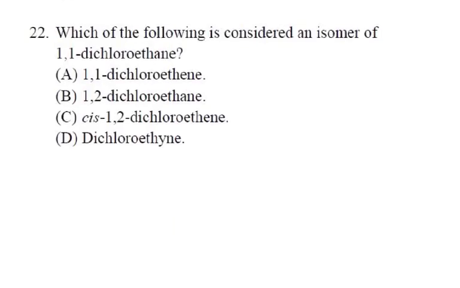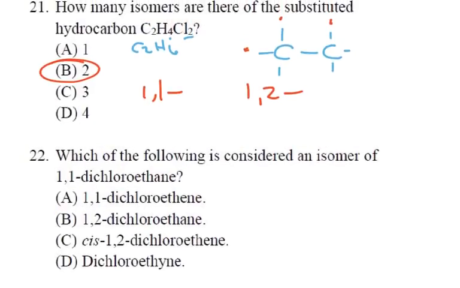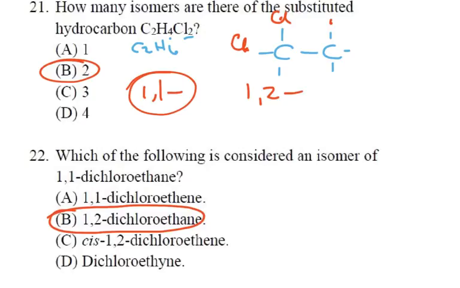Which of the following is considered an isomer of 1,1 dichloroethane? Well, that's the one we just talked about here. If I put a chlorine here and a chlorine here, that would be 1,1 dichloroethane. So what else could I have? Which can be considered isomer? 1,2 dichloroethane. That's the one we just did. So 1,1 dichloroethene. Okay, the fact that it's ethene, it would have a different formula. That's not good. Cis 1,2 dichloroethene, same thing. And dichloroethyne. With the enes and the ynes, we have a different formula.